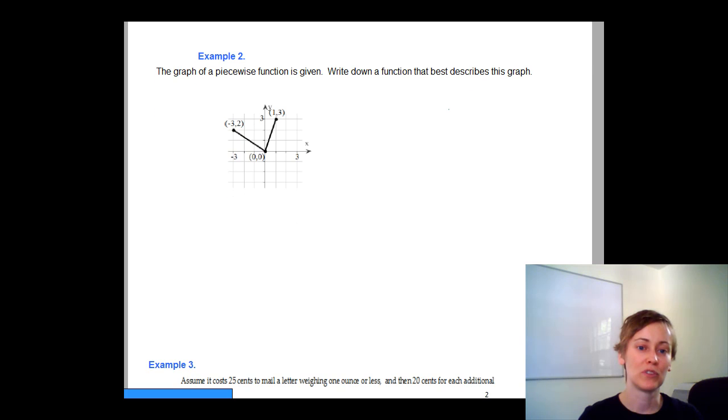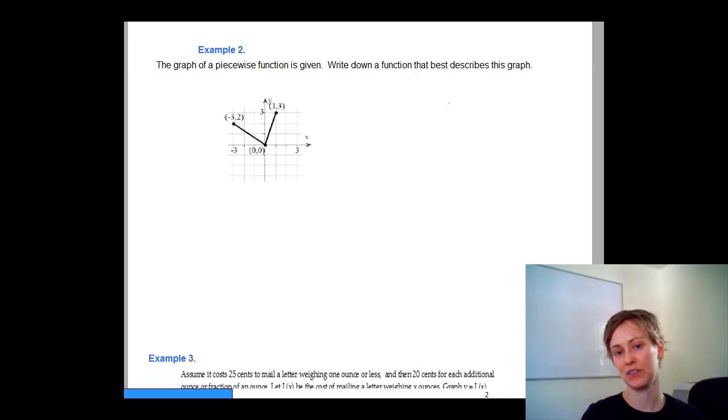Let's go to example 2. So this is the opposite of the previous question. In this problem, let me read it to you. You're given the piecewise defined function. Now you have to come up with the functions that gave that. Okay, so we'll do that.